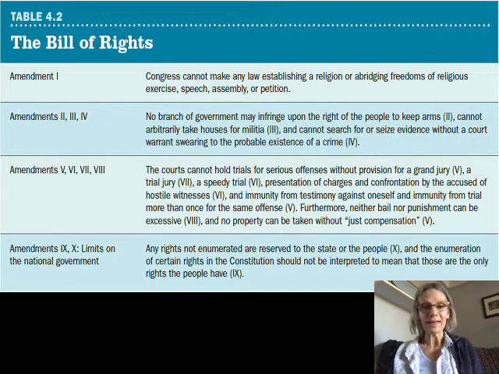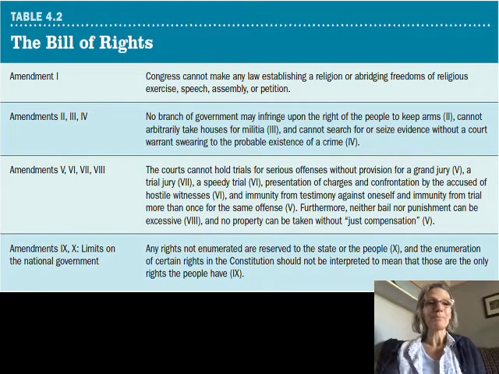I really like the Ninth Amendment because it makes your civil rights, your civil liberties, your personal freedoms a little bit more expansive.